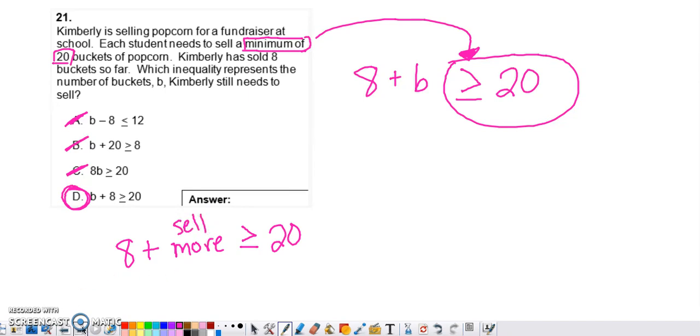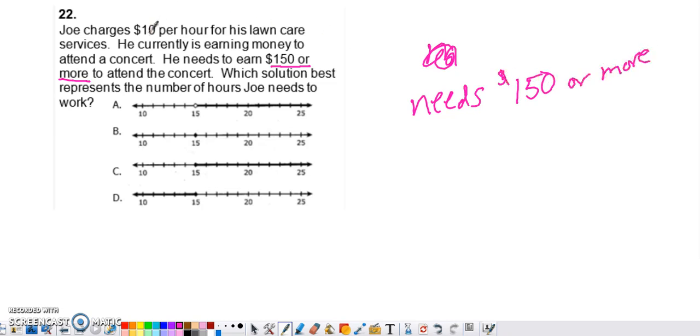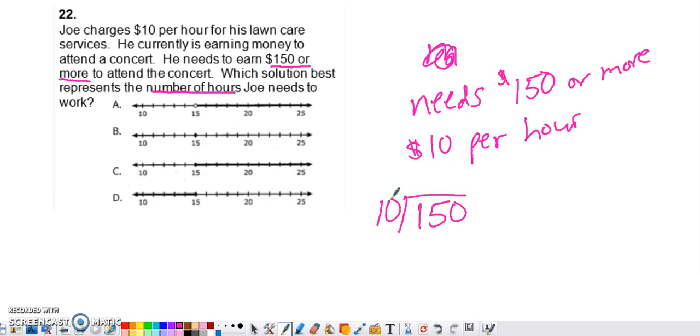Okay. Alrighty, 22. Joe charges $10 per hour for his lawn care services. He currently is earning money to attend a concert. He needs to earn $150 or more to attend the concert. So he needs $150 or more, and he charges $10 per hour. Okay. Which solution best represents the number of hours Joe needs to work? Okay. So you actually have to take that 150 and divide by 10, because you need to figure out how many hours he's got to work or more. And you're going to get 5.